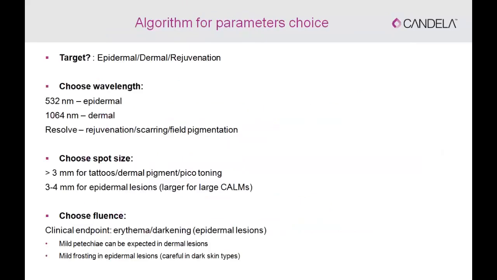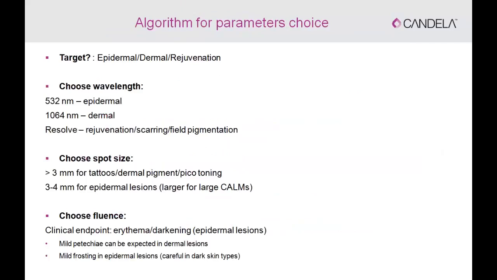So I think it's helpful to just have some kind of an algorithm for the choice of parameters, because that tends to often be one of the key things, and I will give you my set of parameters. But first of all, it's important to answer the question: what is your target? Where is your target? Are you dealing with epidermal pigmentation, such as with lentigos, or dermal pigmentation, such as nevus of Ota or post-inflammatory hyperpigmentation, or is the aim rejuvenation or treatment of fine lines or acne scarring? I think that's the first thing. And then, based on that, you will choose the appropriate wavelength.